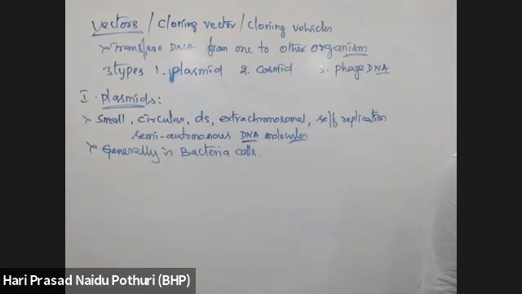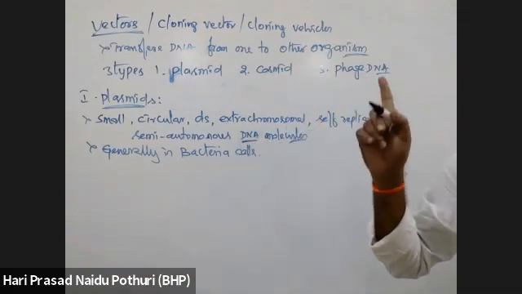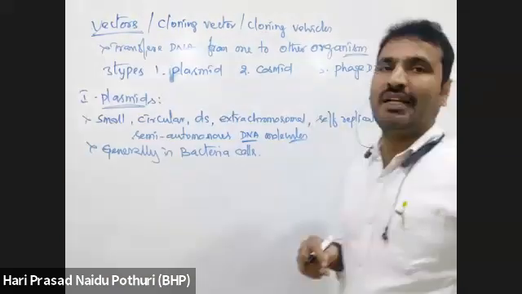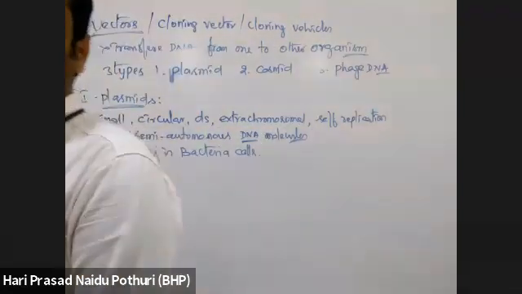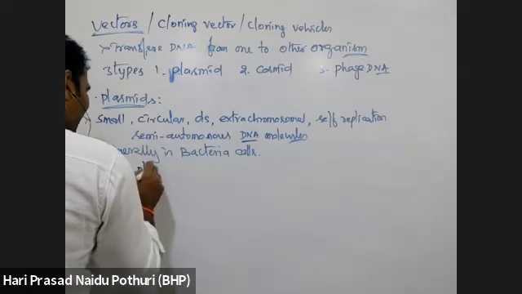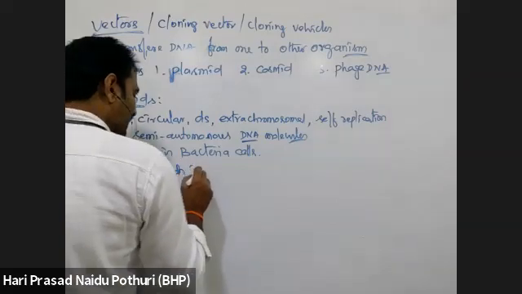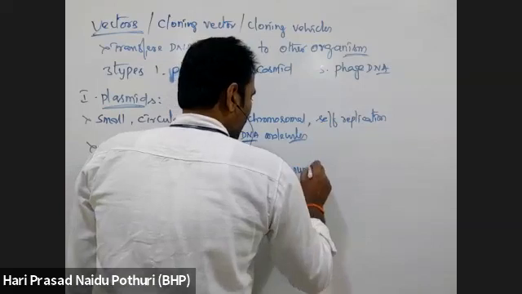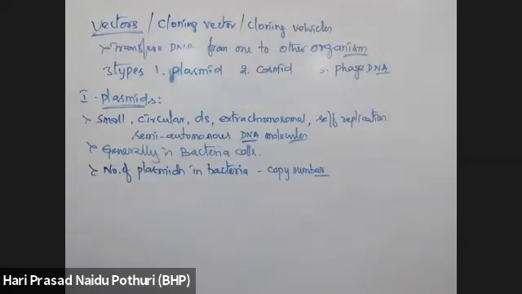And some yeast artificial chromosomes can also be used as vectors. But plasmids are generally present in bacteria. Usually, the number of plasmids is different from bacteria to bacteria. The number of plasmids in a bacterium is called copy number. One bacterium has a particular number of plasmids. How many plasmids are present in one bacterium? That is called copy number.